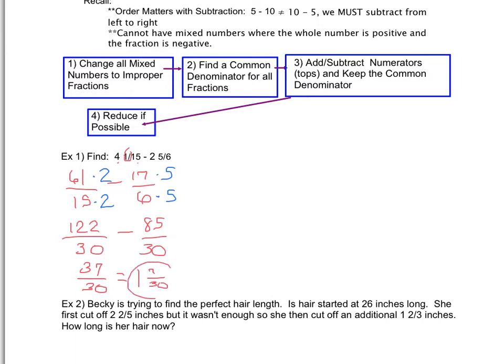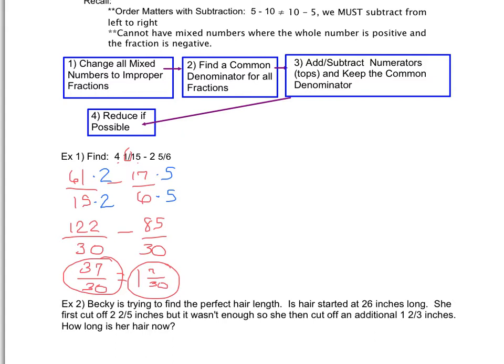Same thing, if you do not know how to change an improper fraction back to a mixed number, please let me know. The intent of this video is not to teach you that skill. You should already have it. And if you don't, it's okay. We just have to make sure to address that. So please, again, have that conversation with me if you don't know how to do that. Now, that is the correct answer. That is the correct way to work this problem.